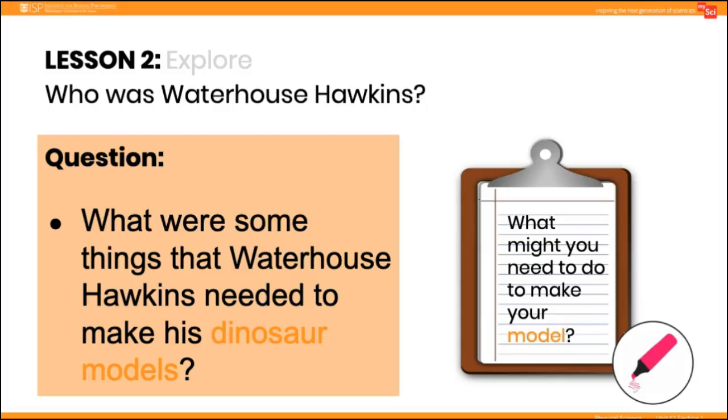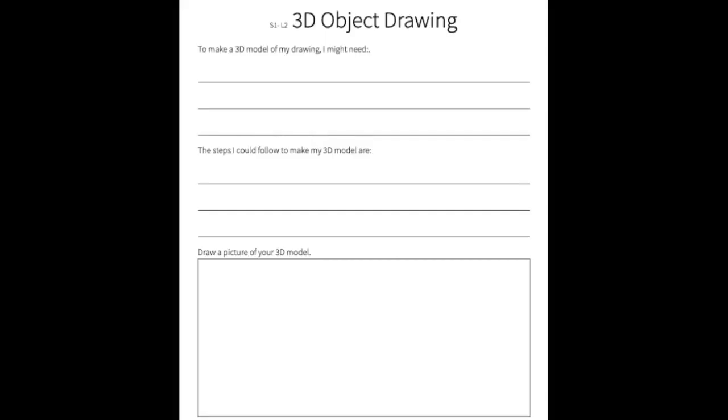In the Explore, use the question prompt shown here to review what students learned from Waterhouse Hawkins about making models. Then direct them to Student Journal page 8, 3D Object Drawing. First, students will consider what items they would need to make a 3D model of the rabbit trap with the shoelace that was discussed in the previous lesson.